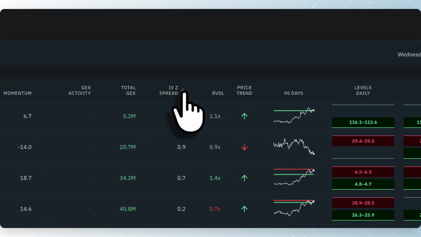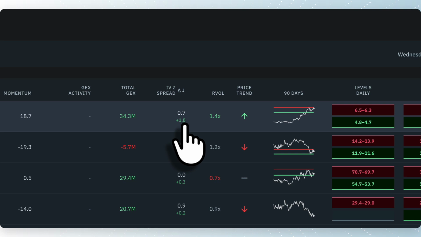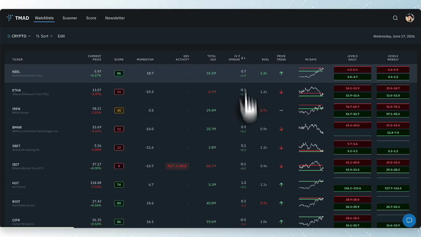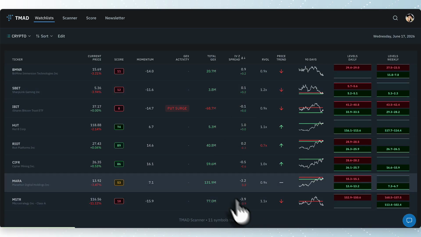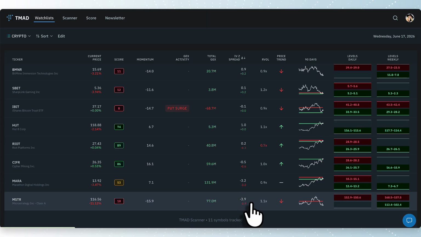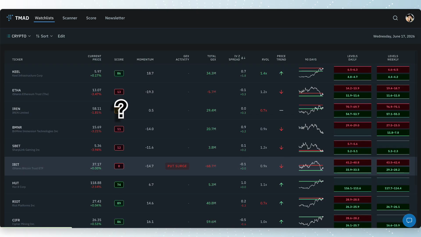Then we have IVZ spread. Positive means that there is increased implied volatility on calls, meaning they're buying calls or selling puts. When it's negative, there is higher implied volatility on puts, which means they're buying puts or selling calls. So MSTR is really bad. Negative IVZ spread means that there is higher put flow. We also see there is a put surge again on EBIT, which is not ideal. It's like the worst, I think. Oh my, this name is really bad.